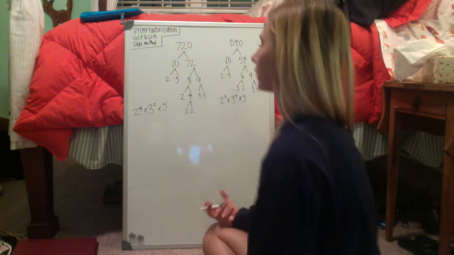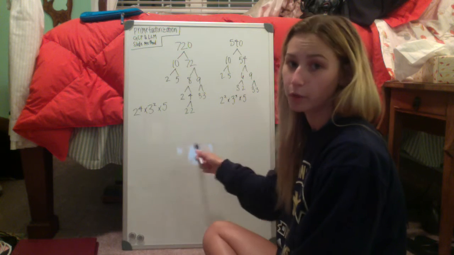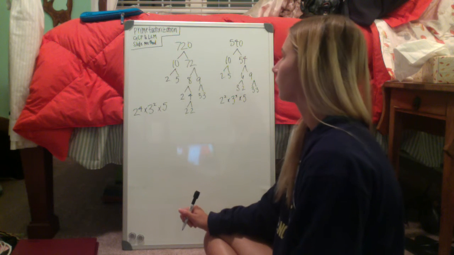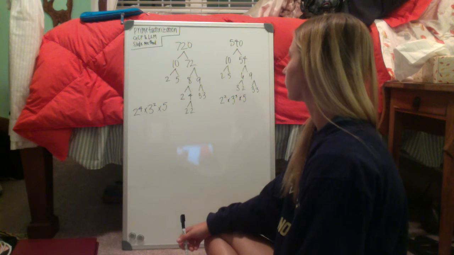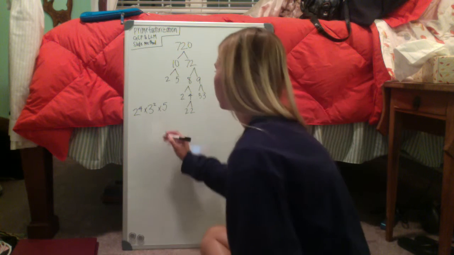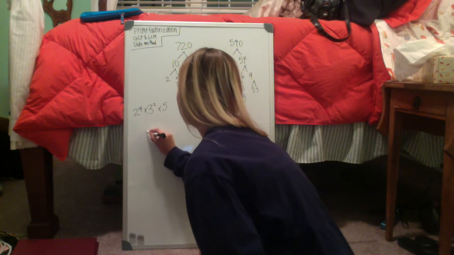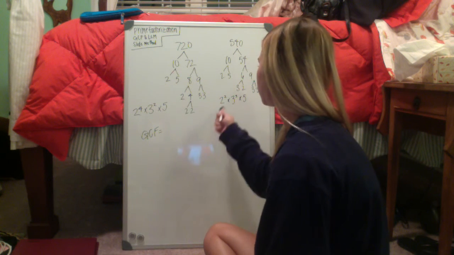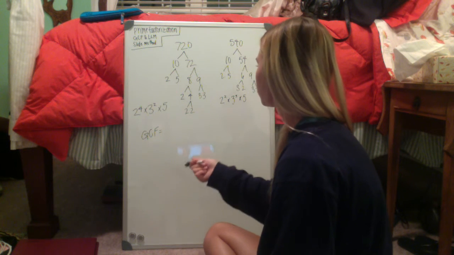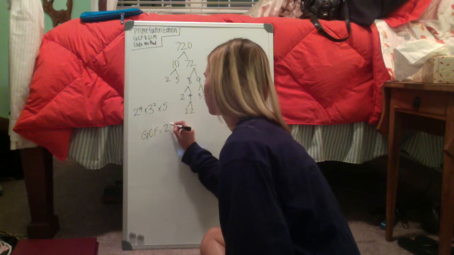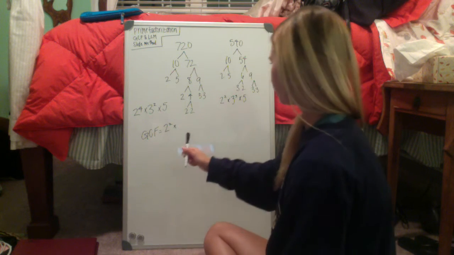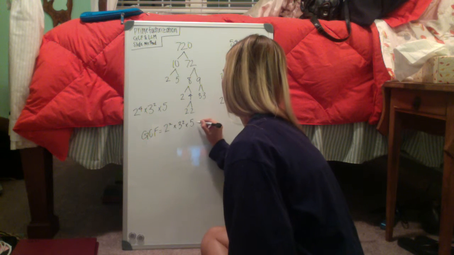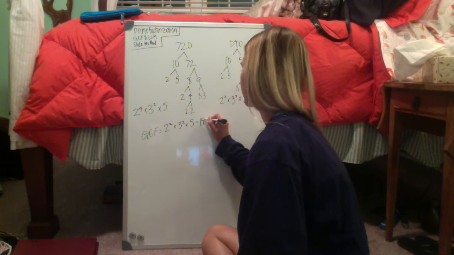So what if we wanted to find the greatest common factor and least common multiple of both of these numbers? Well, the greatest common factor is a factor that both 720 and 540 have in common. You would look at what each number has in common. So out of the 2's, it'd be 2 to the 2nd, and 3 would be 3 to the 2nd, and then 5. If you multiply all those numbers together, you get 180.